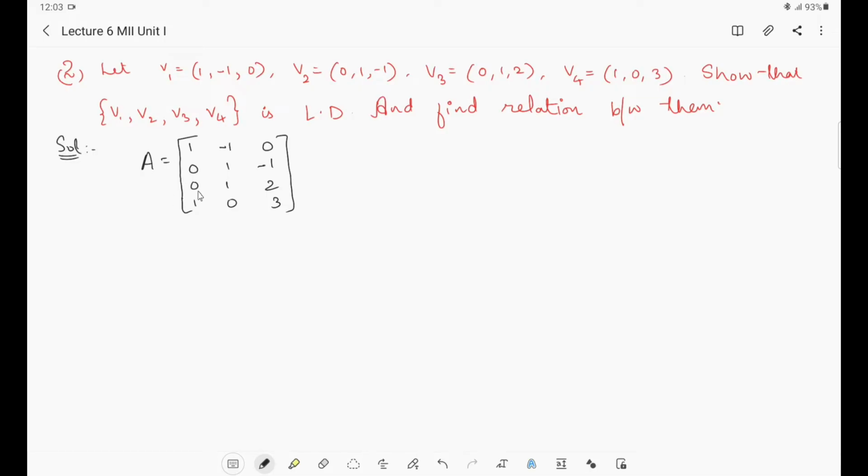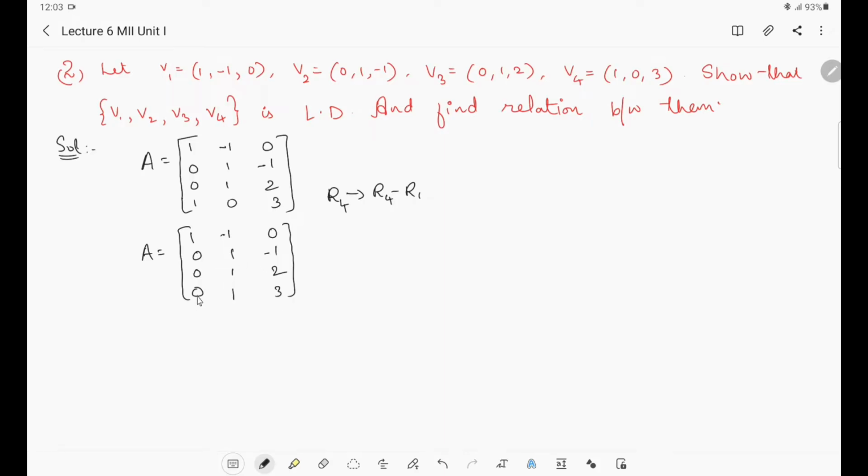Now we have to make this entry 0, already it is 0, this entry 0, already it is 0. Now we have to make this entry 0. So R4 should be replaced with R4 minus R1. Then this matrix A will become, first 3 rows will be as it is, 1 minus 1 0, 0 1 minus 1, 0 1 2, last row will become 1 minus 1 0, 0 minus of minus 1 will become plus 1, then 3 minus 0 is 3 only, right?